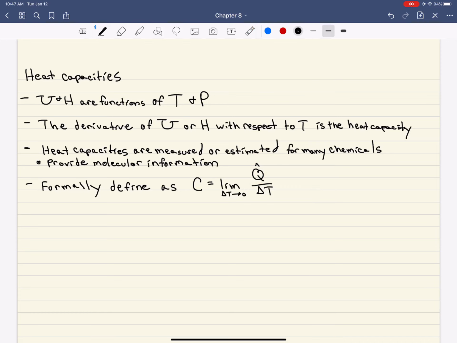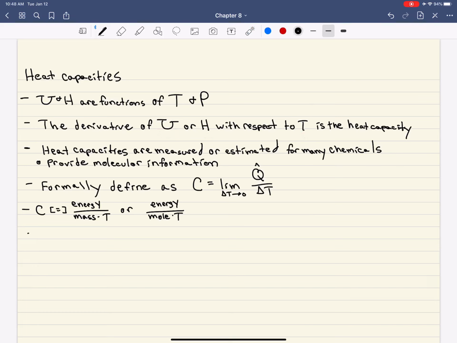Okay? Now our heat capacity is going to have dimensions of an energy per mass per temperature, or you could even use a molar heat capacity as well. So it would be energy per mole per temperature. So the heat capacity is the derivative of U and H with respect to T.